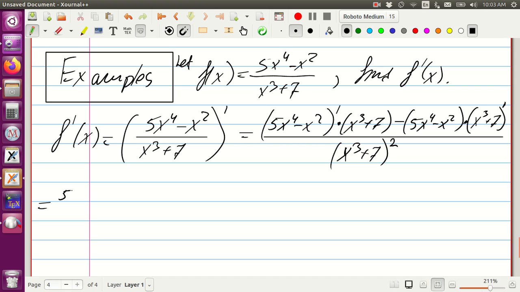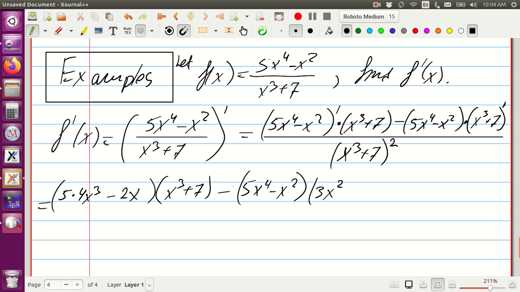So 5 is a constant. Derivative of x to the 4 is 4x cubed. Why? 4 goes down, we decrease the power by 1, we get x cubed. Derivative of x squared, we know it's 2x. We have x cubed plus 7. So we have a minus, we have 5x to the 4 minus x squared, and the derivative of x cubed. 3 goes down, we decrease the power by 1, we get x squared, and we add 0 at the end. And on the bottom we have x cubed plus 7 squared.